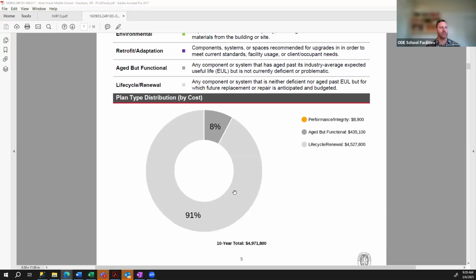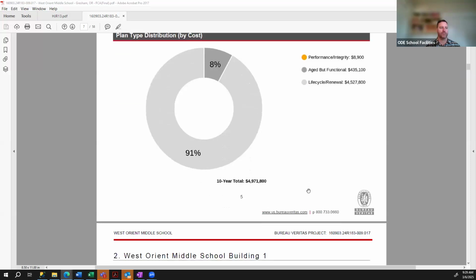And it looks like this is looking over time too. So this is over a 10-year period, all of the deferred maintenance issues that would come up. So in 10 years, if Gresham Barlow spent $5 million on this building, they should have no deficiencies over time.